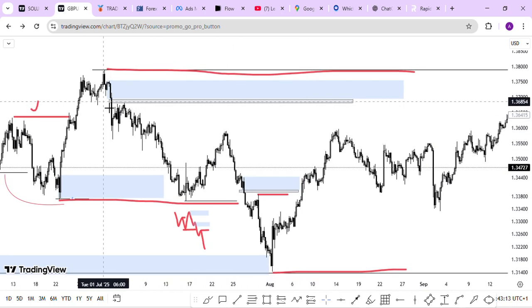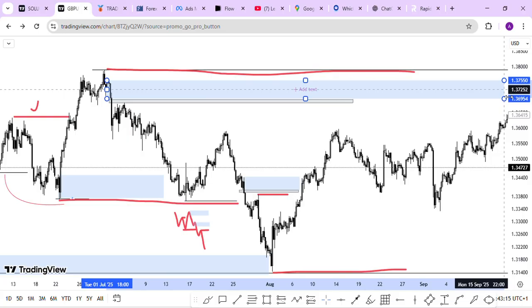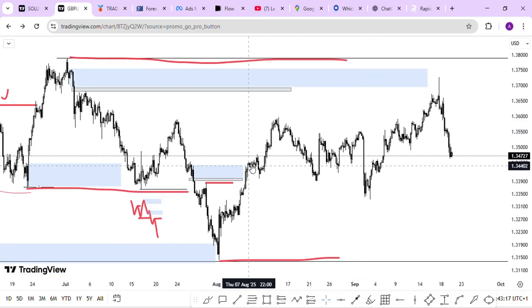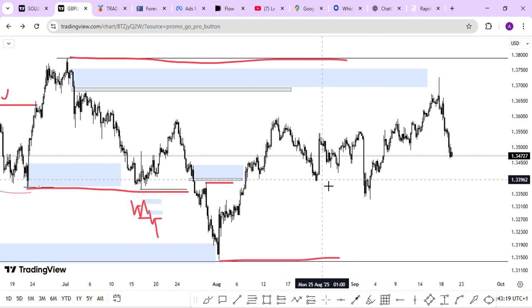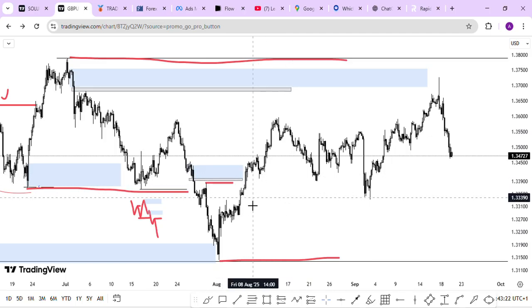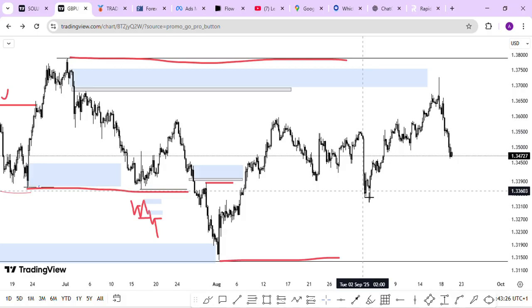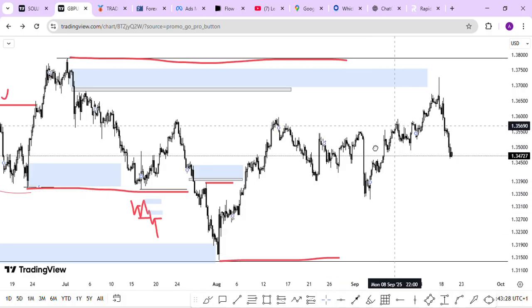So look at this. This is our extreme POI. You extend it and you see immediately this level fail. Market create another structure, came back for inducement, mitigate some fair value gap here, which is supposed to be our POIs. The market boom went up.